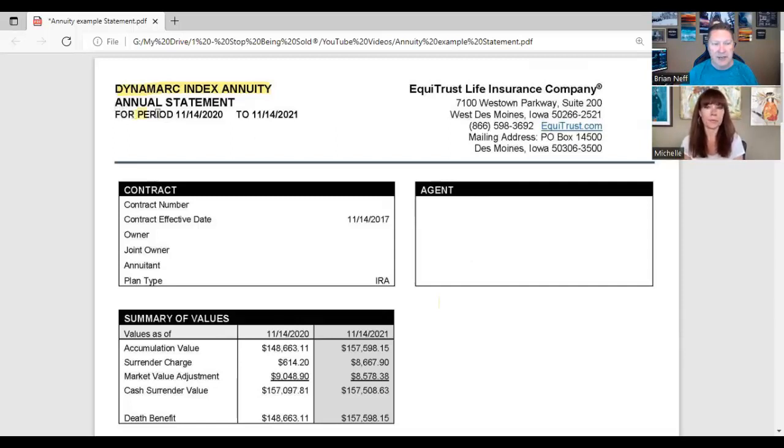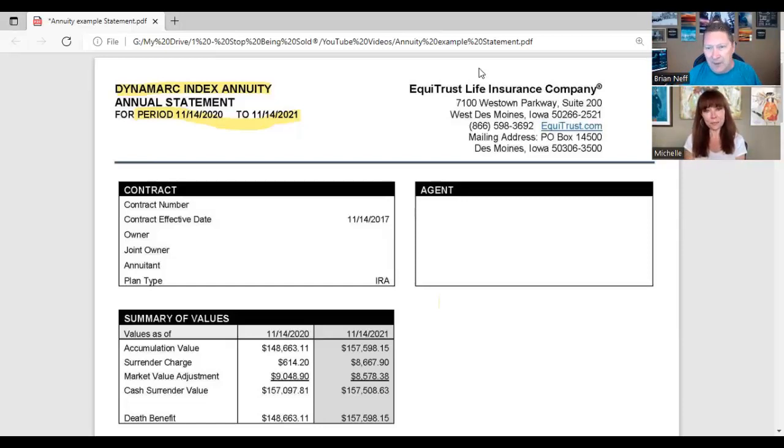And you'll see, Michelle, the annual statement, which is what you're going to see with most indexed annuities, only comes out once a year. So this statement went from November 14th of 2020 to November 14th of 2021. One of the big questions I get from consumers that have annuities is, why doesn't anybody ever contact me? Well, they do, once a year. It's that simple.